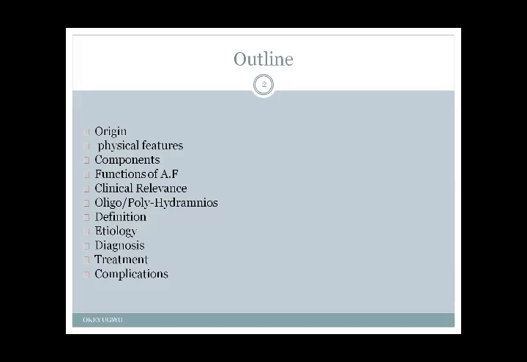How are we going to define them? What are the possible etiological factors? How are we going to diagnose them, and what are the treatment options which are available to us? And what are the complications which we can encounter if we come across these abnormalities? So this would be an outline for this lecture which we are going to discuss today.